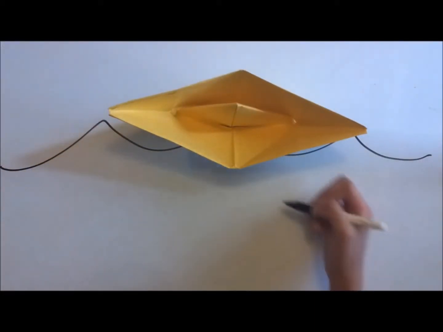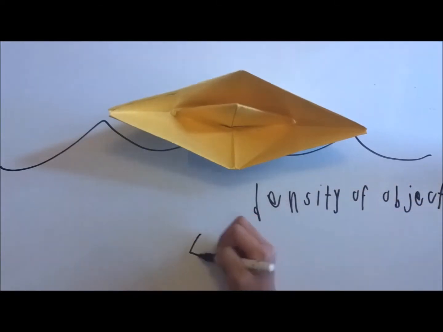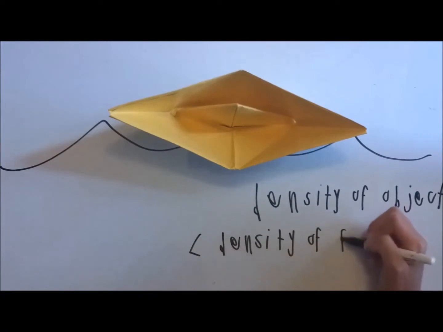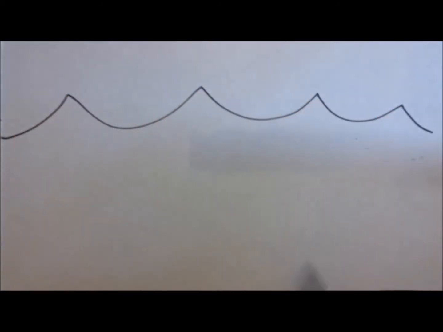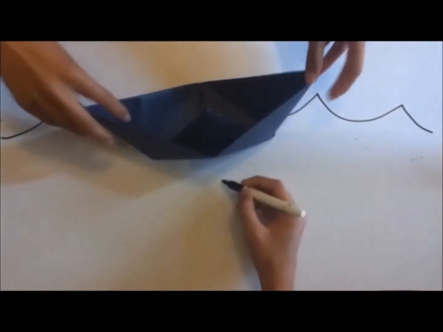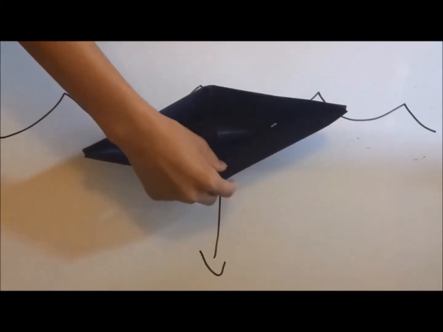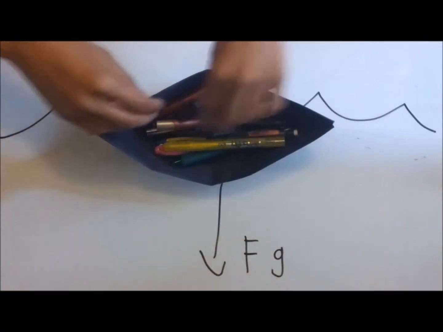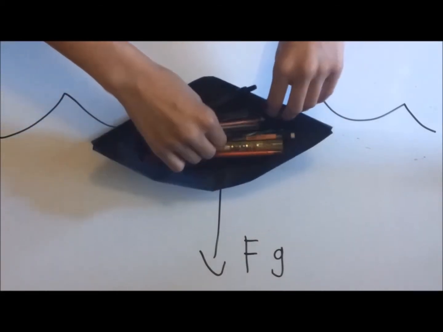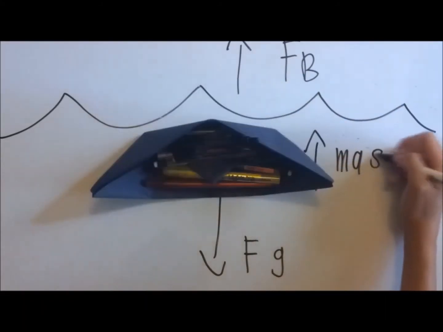The density of an object determines the depth of submersion, so in order to float, the object's density can never be greater than the density of the fluid. An increase in mass will cause an increase in density, causing the boat to sink.